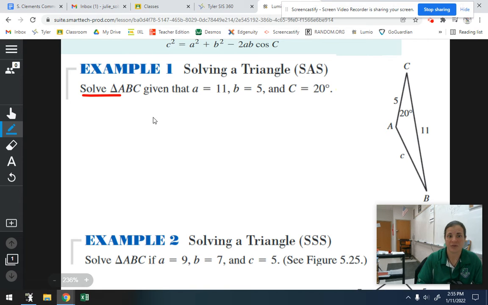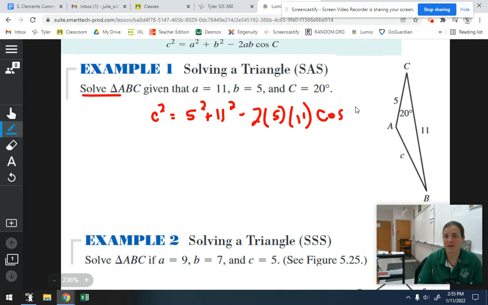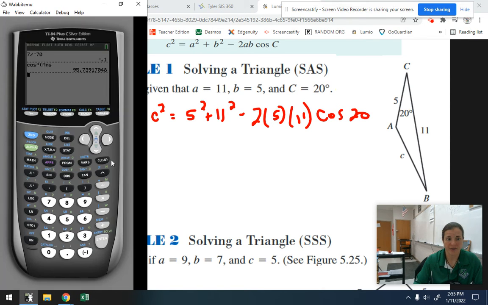So I'm going to have c squared. Okay, and then you got the other two sides. So that's what this a and this b are. It's the other two sides. So I've got 5 squared and 11 squared minus 2, and then you're just going to use the same exact two sides and multiply them again. And then you just got the cosine of 20. So this is how it's going to look. These ones are a lot nicer because you just plug them straight in the calculator.